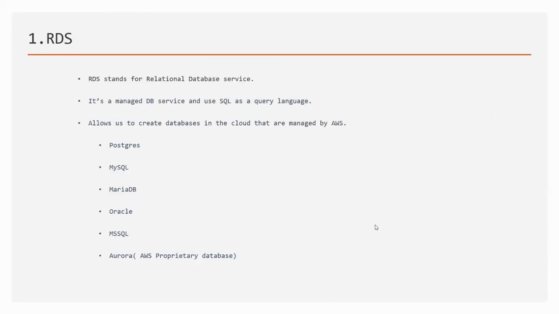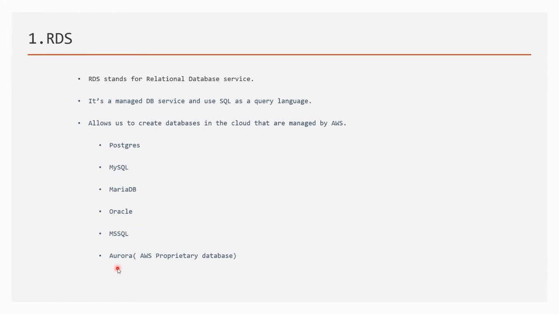So let us now discuss another service offering from Amazon, which we call RDS, short form for Relational Database Service. It is a managed database instance managed by Amazon, and relational means we use SQL. So what are the different databases supported by Amazon? These are some of the databases that we can create in Amazon RDS: PostgreSQL, MySQL, MariaDB, Oracle, and Microsoft SQL.